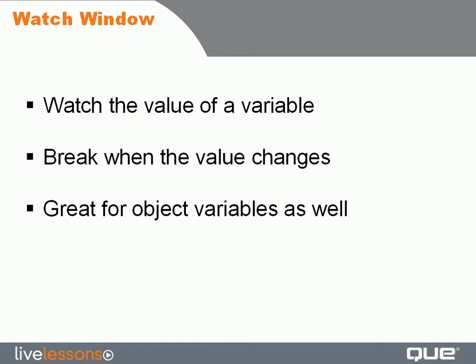The watch window is another debugging tool that allows us to keep our eye on the value of a variable. As the macro runs and the variable changes, we can see the current value of that variable. It's also great, we can set it up to have the macro break automatically anytime the value of a certain variable changes. Also great for object variables, we can see all of the properties associated with a certain object.